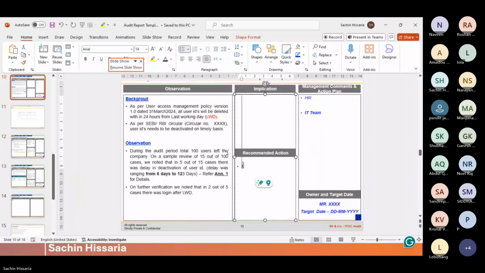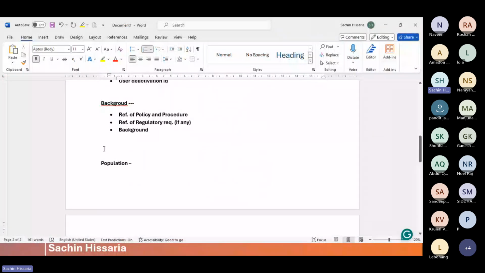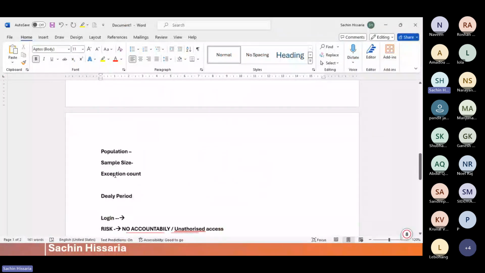Okay. So, guys, my suggestion would be this: whenever you're writing a detailed observation, try to collect all the information which is absolutely necessary for the stakeholder's understanding. In your detailed observation, include all those things. What was the total population? What was the sample size? In how many cases have you noted the exception? What was the impact of that exception? And if you can present that information in a better way, try to do the same.